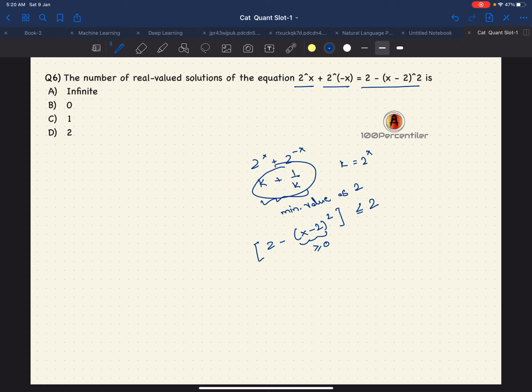Now, for this particular expression to be equal to 2, we know that x has to be 2, as this particular term will become 0. Now with x equal to 2, we have to also satisfy the left hand side. So 2 raised to power x plus 2 raised to power minus x should be equal to 2 as well, because we took the right hand side value as 2. But 2 square plus 1 upon 2 is clearly not equal to 2. And therefore, there is no possible solution, and therefore 0 is the correct answer here.